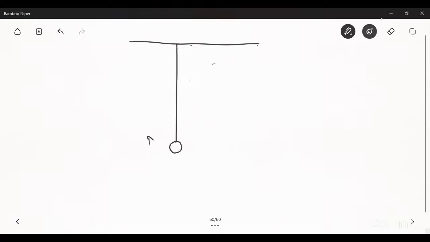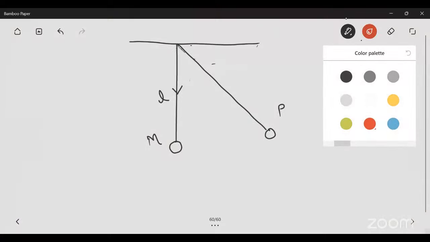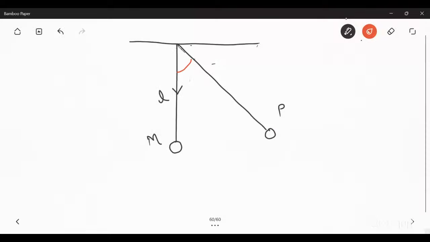This is its position M, and the length of the metal bob is L. Now suppose at any position it is at point P. The bob is at point P, and the angle between its positions is now theta.